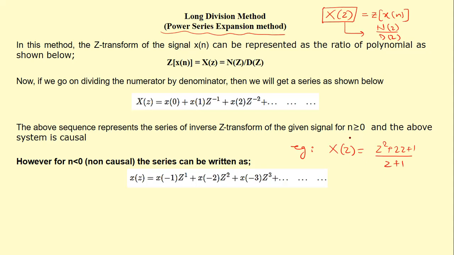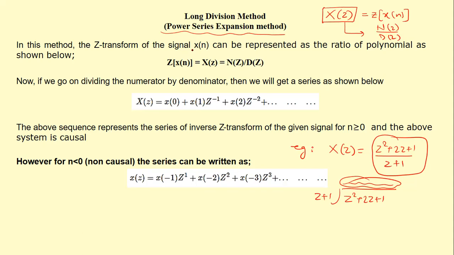This is possible. Now in this case, we apply the long division. So we divide these two. The numerator is z squared plus 2z plus 1, so we divide it like this, and then we get a certain quotient here. This quotient we will take and try to find the solution of this particular Z transform.